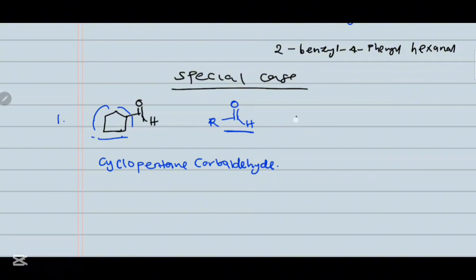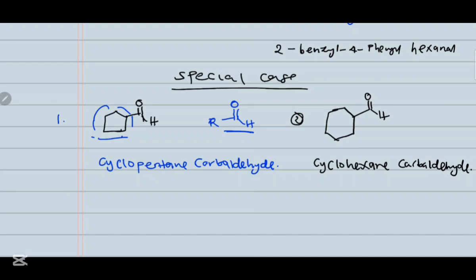Example number 2, you can also be provided with something like this. And they ask you to name it. So this is cyclohexane carboaldehyde. That's all. This carboaldehyde is for the aldehyde here. Cyclohexane is this one. You are done there.